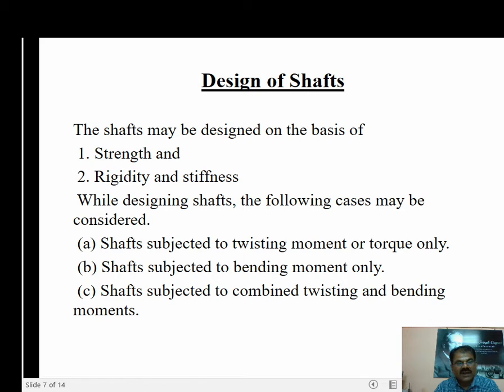Number one, shafts subjected to twisting moment, that is torque only. Second one is shafts subjected to bending moment. Third one is shafts subjected to combined twisting and bending moment, that means the shaft is subjected to both twisting and bending moments.